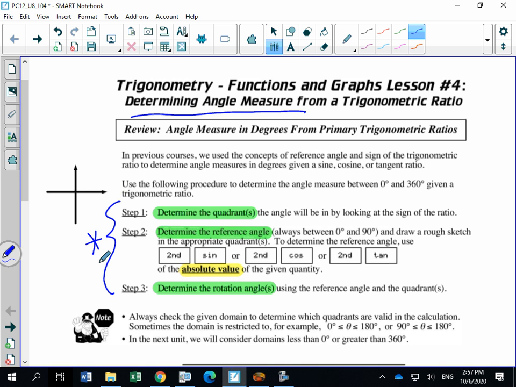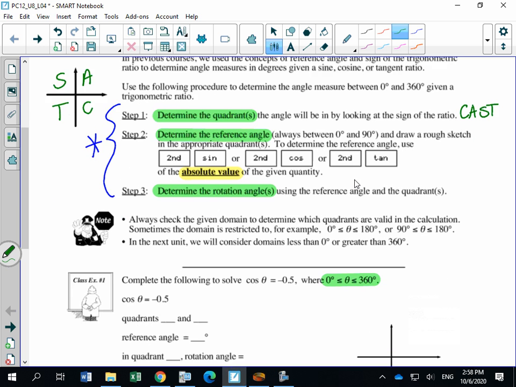For all of these, we are going to be looking at determining which quadrants we're working in. In order to do that, we're going to be using our CAST rule. So you might just want to write CAST there. For each question, you're going to draw yourself a Cartesian plane and you're going to write CAST. So let's look at the first example and see what it looks like.